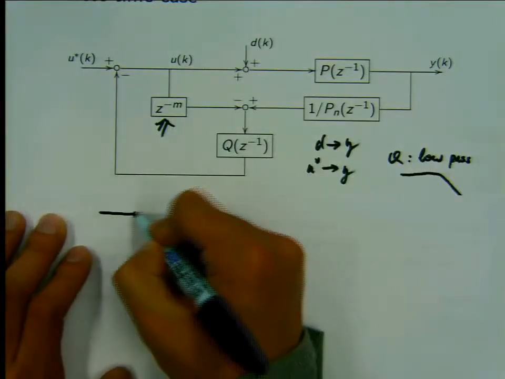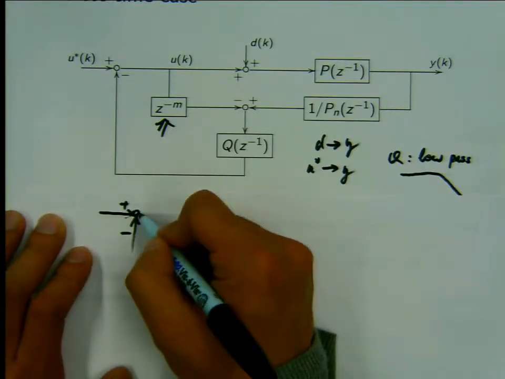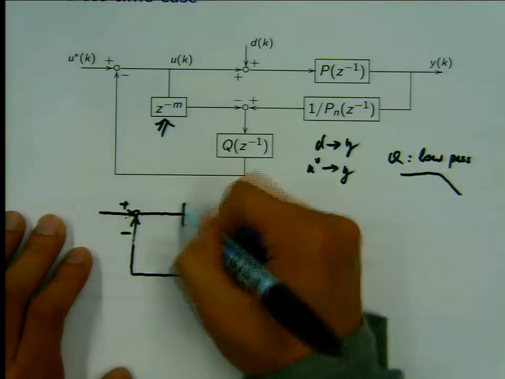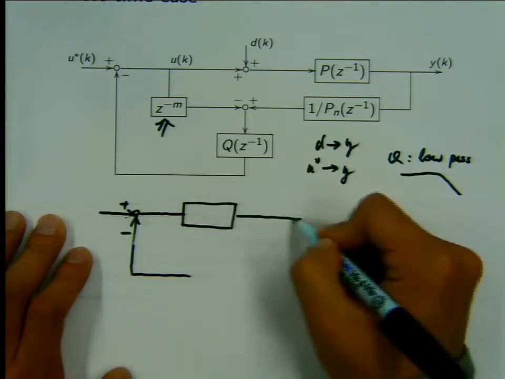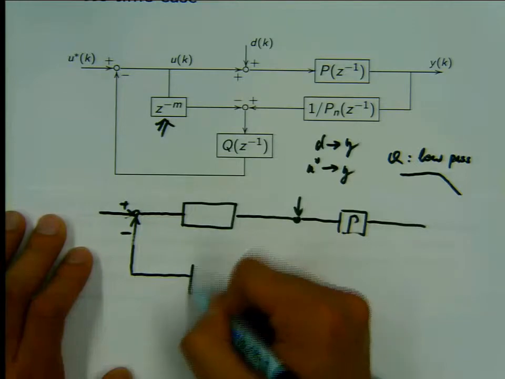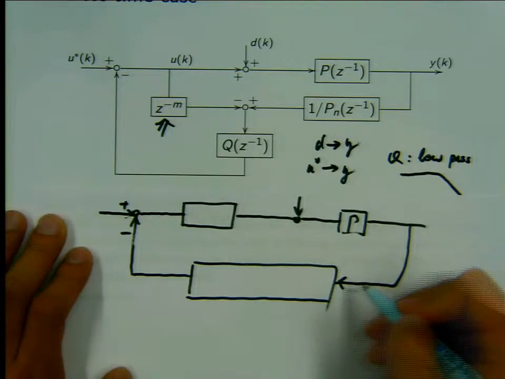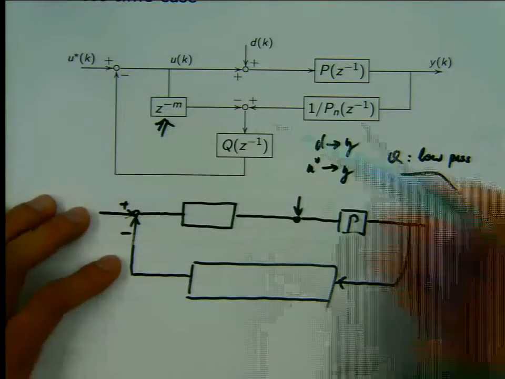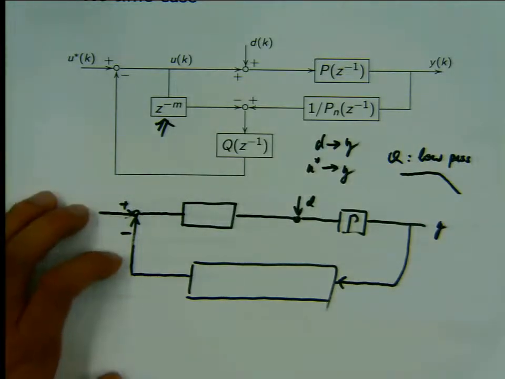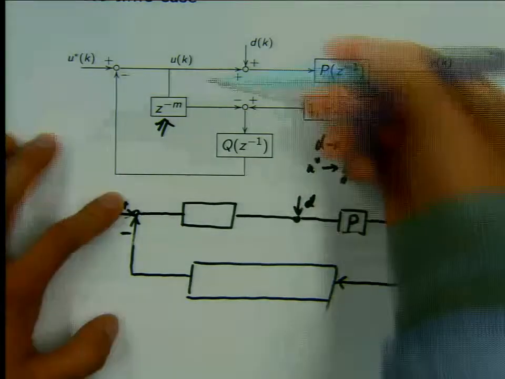I do similar analysis and write down the transfer function between the disturbance and the output. If I want to derive the transfer function between D and Y, I would need to do, again, similar designs.